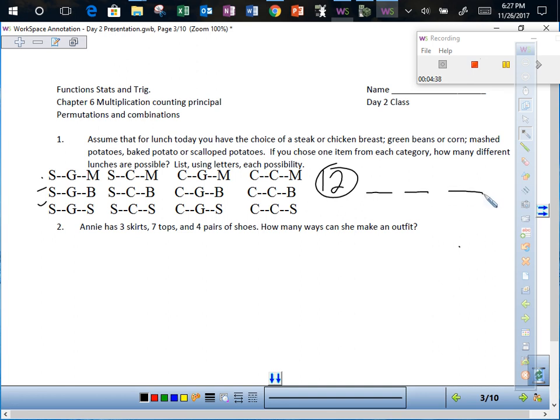Now, we're going to consider each category. So the first category, you get to pick between a steak or a chicken breast. So how many choices would you have? Well, you got 2 choices. You could have the steak or the chicken.